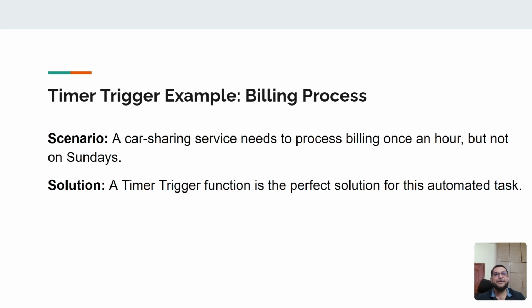So in our car sharing scenario, we can also use a timer trigger. For example, a car sharing service needs to process billing once an hour but not on Sunday. To cover this requirement, we can use the timer trigger. The timer trigger is the best solution in this case to automate this process.